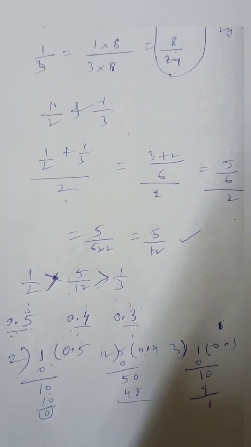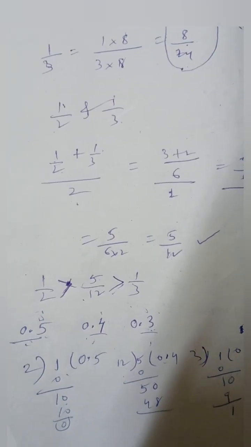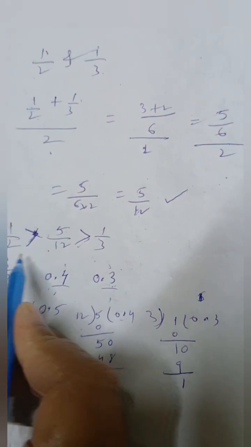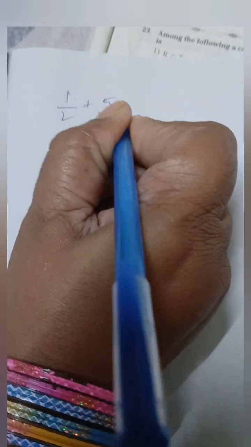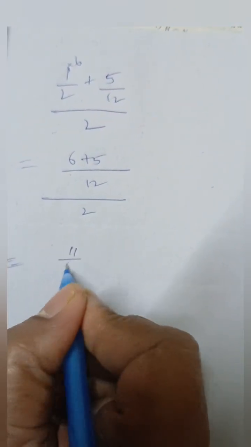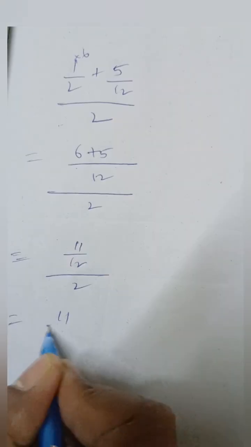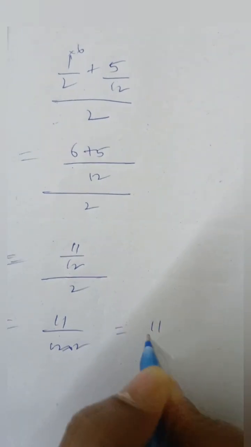Now we will find out one more by mean method. Now we will find one more number in between these two, 1 by 2 and 5 by 12. Okay, 1 by 2 and 5 by 12 by 2, because A plus B by 2, I told you, mean method. Now we will take LCM. 12, 2 6s are 12, so 1 6 is 6, plus 5 by 2 is already there. 11 by 12 by 2. So 11 by 12 into 2, 11 by 24.